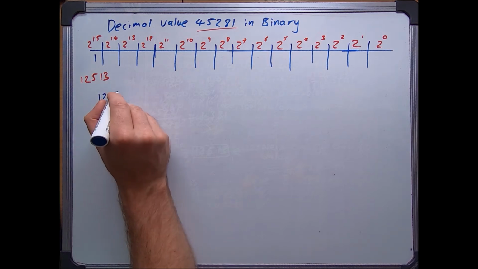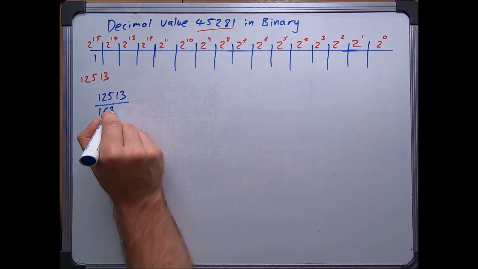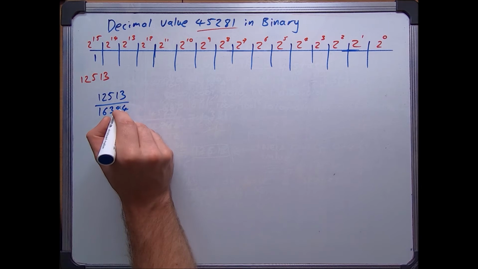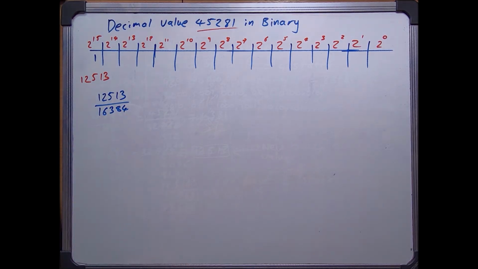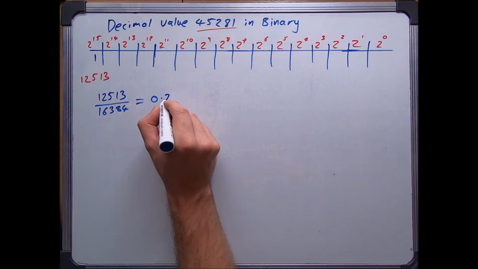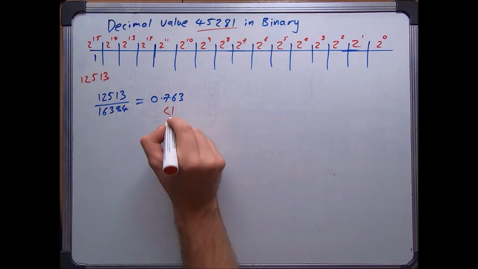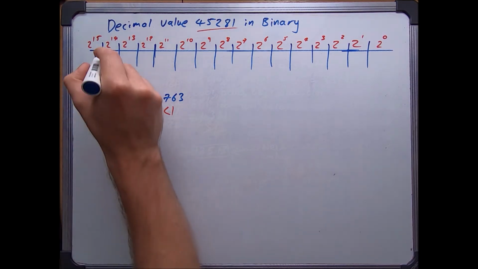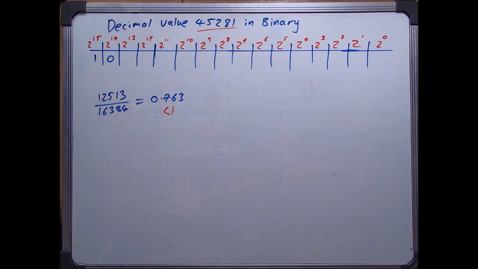I divide the new number of 12,513 by the next power of 2, which is 2 to the power 14, or 16,384, giving a result of 0.763, which is less than 1. Therefore, this bit is 0 and contributes nothing to the overall value, and so there is no subtraction. We simply move on.